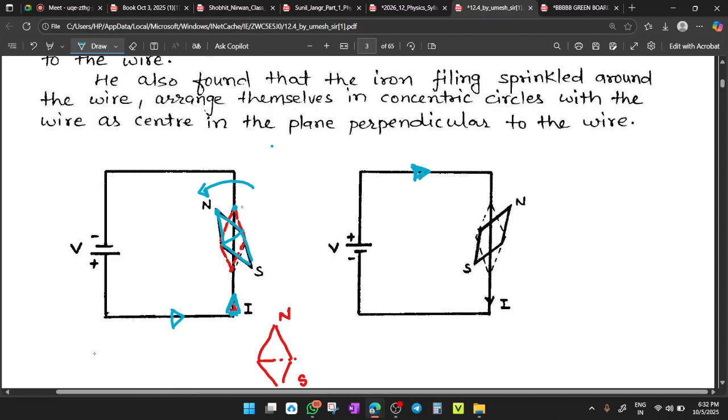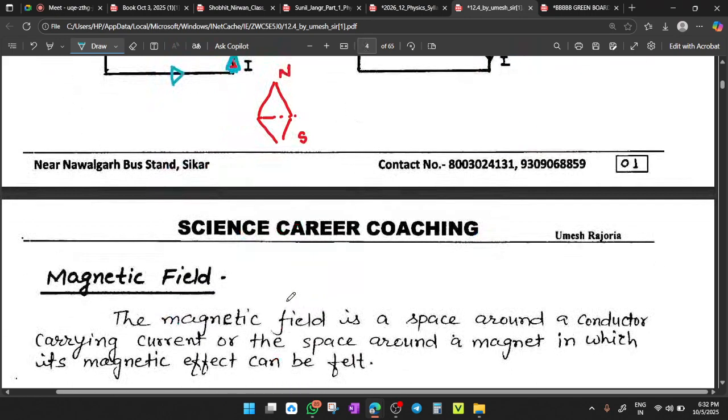Previously the north pole moved towards the left of the center line. Here the north pole will move toward the right of the center line. Clear or not clear? So what is the concept here? The concept incorporated is if you change the direction of current, then the direction of needle also gets reversed. Clear?